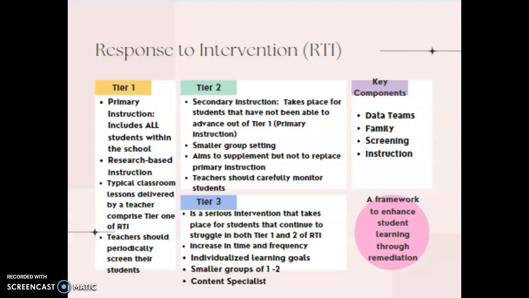Progress monitoring and screening are the heart of Tier 1. Teachers should periodically screen their students.